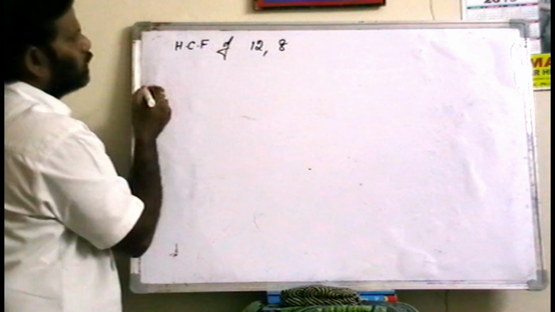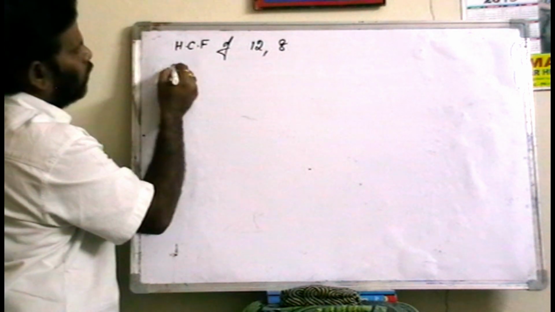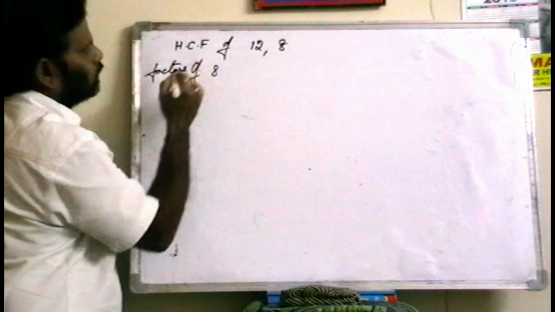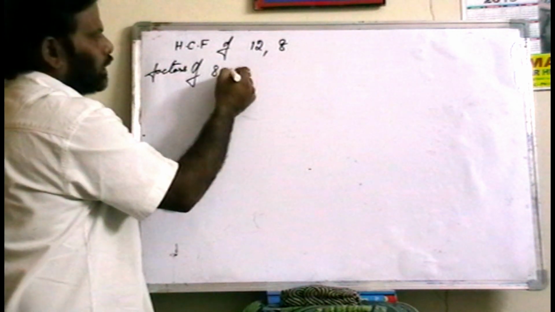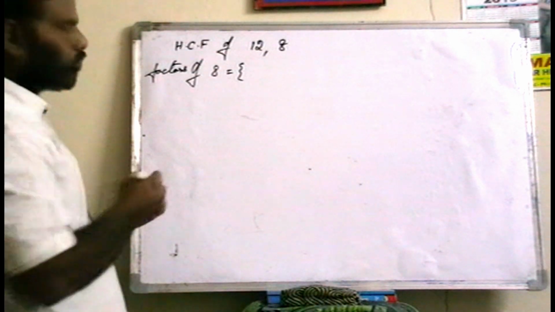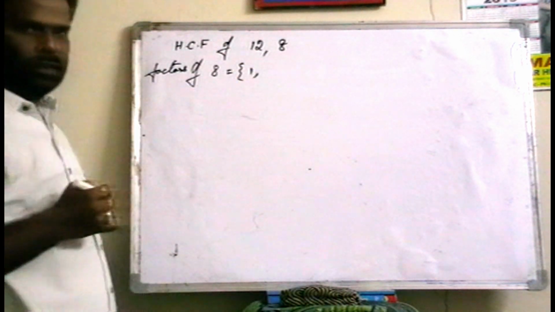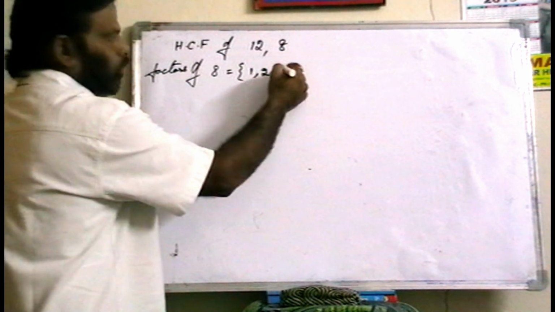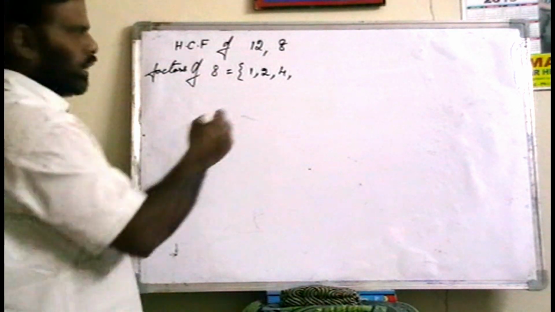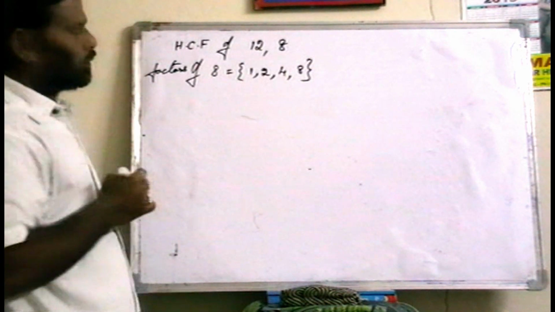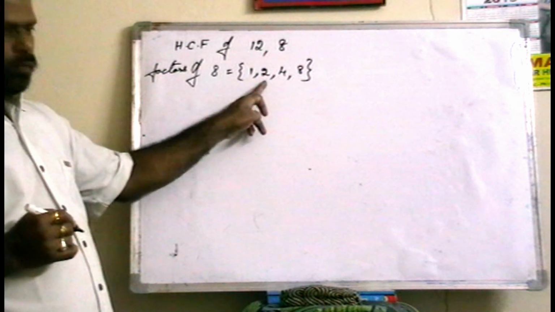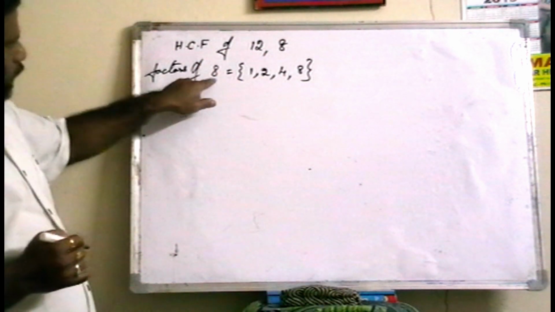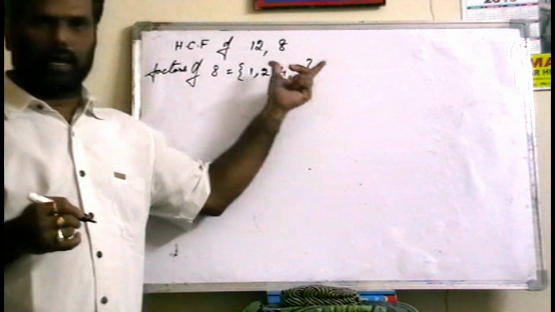First of all, write down the factors of 8. 1 is a factor of 8. 2 is also a factor of 8 because 2 4s are 8. 4 is a factor of 8 because 4 2s are 8. And 8 is also a factor of 8. So the factors of 8 are 1, 2, 4, 8.